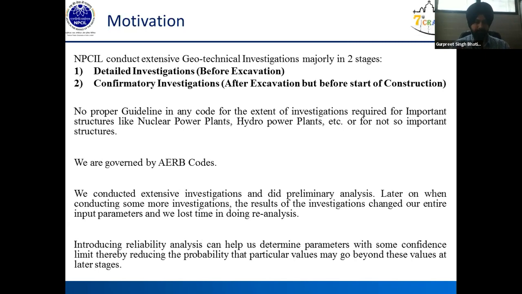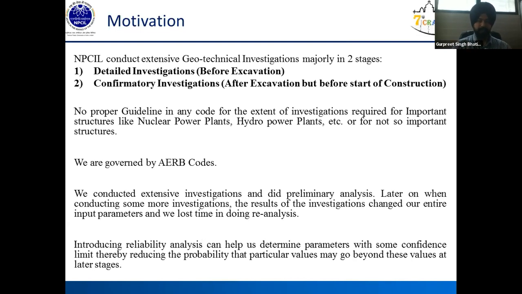All of this is governed by the AERB codes, that is the CSC 2 code, which states how much investigation we need to do below the important structures, that are the safety related structures for a nuclear power plant, and what is to be done below the non-important or non-safety related structures in the nuclear power plant.